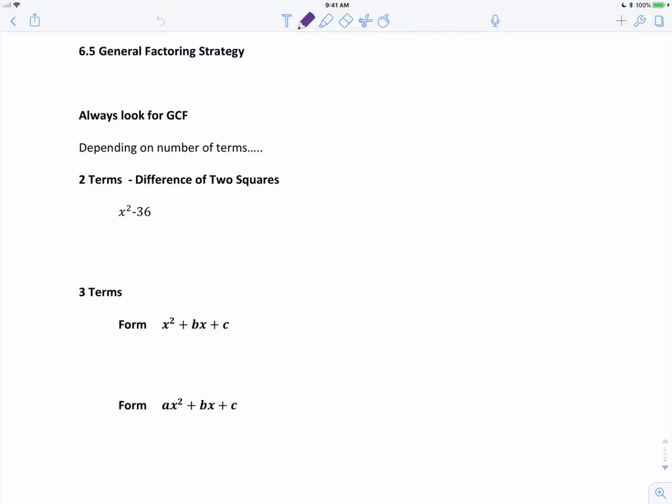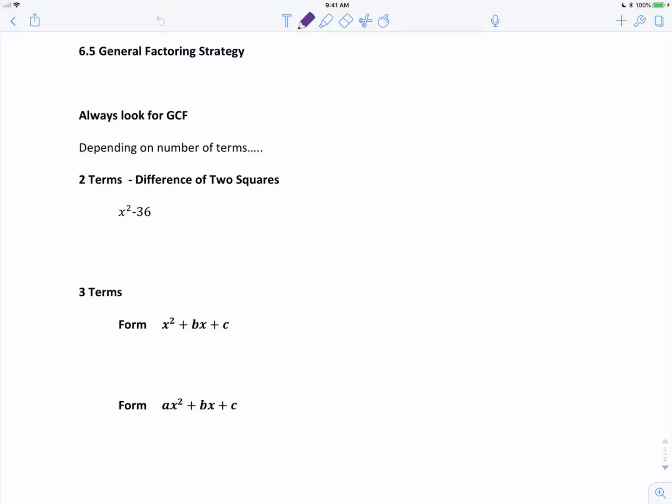Okay, so factoring isn't so bad as long as you're doing one little section at a time and you're doing the same section over and over again. But what happens when you get to the test and it's all thrown together and you've got to decide, looking at a polynomial and you're just told to factor it. So what are you going to do?